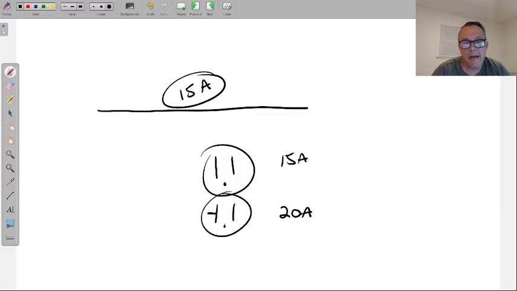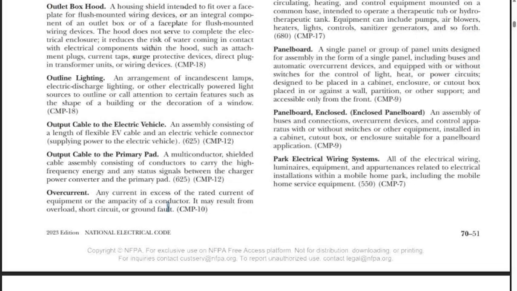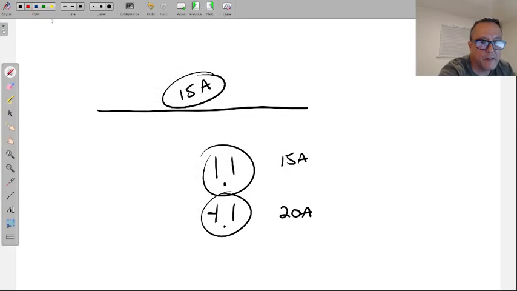So overcurrent can happen in one of three ways, right? There's three ways that they identified it in the definition. The first one is overload. All right, an overload happens very simple. An overload happens like this.